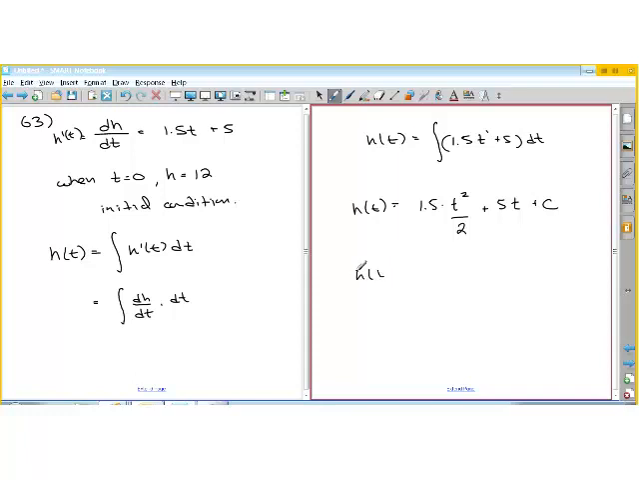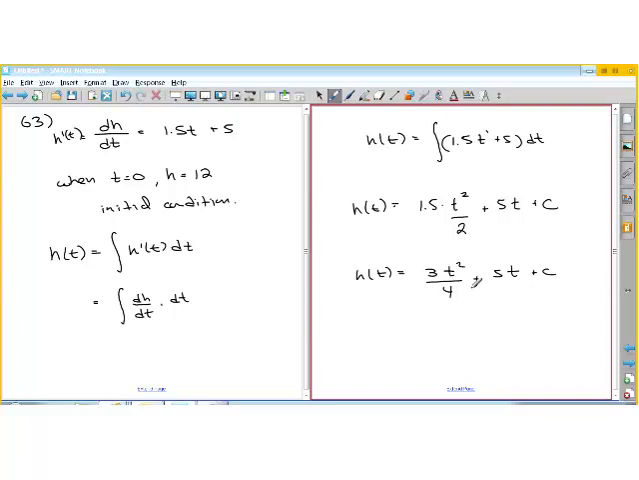So what are we going to do here? We can kind of simplify this. If you multiply by 2, both the numerator and the denominator, you get 3t squared over 4. 1.5 times 2 is 3. 2 times 2 is 4. I just did that to get a nice whole number fraction.